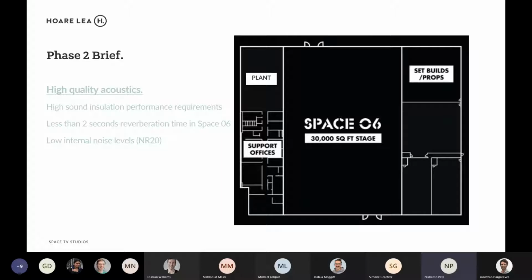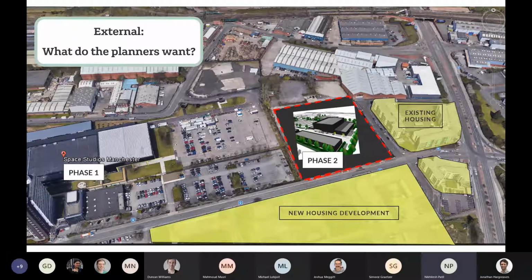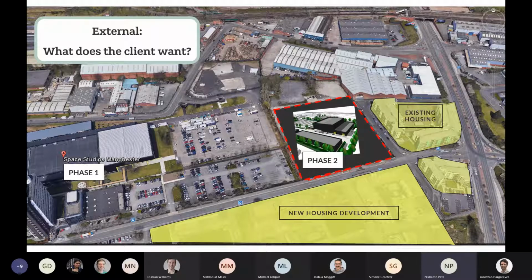So how does the design progress? Firstly, you have to look at what the urban planners want, which would be the council or the city administration. They'd want to make sure, first of all, that nothing affects the existing locality, which would be any existing housing around it, and that it doesn't get affected by any of the works in your proposed stages or sound studios. That was from the planners.